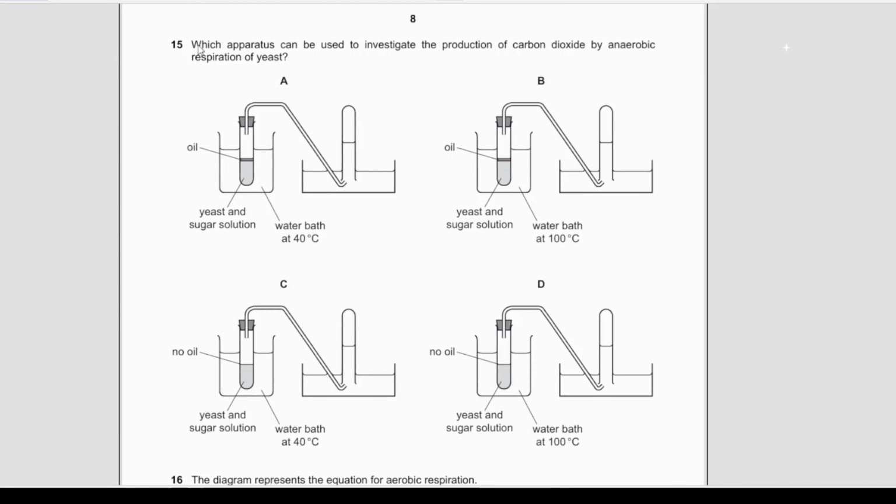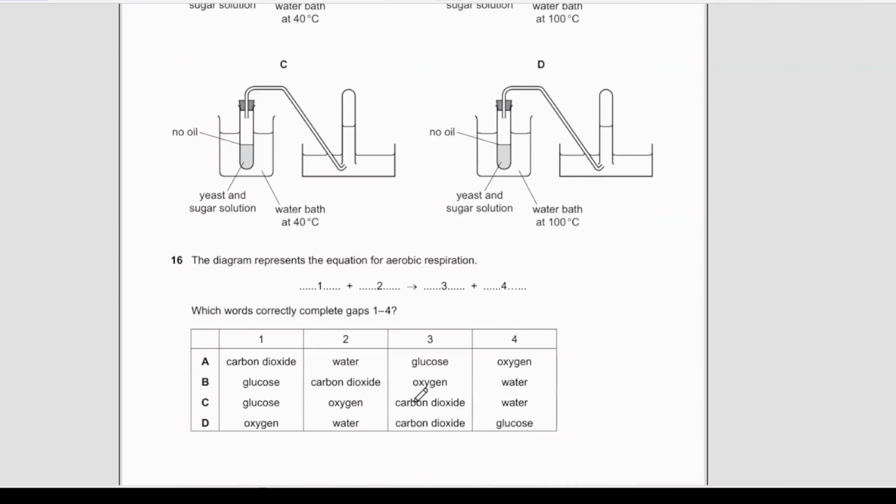Yes. Just two, so that there shouldn't be any oxygen entering through it. So there should be a layer of oil on it. Okay, the diagram represents the equation of aerobic respiration. So what is 1, 2, 3, and 4?